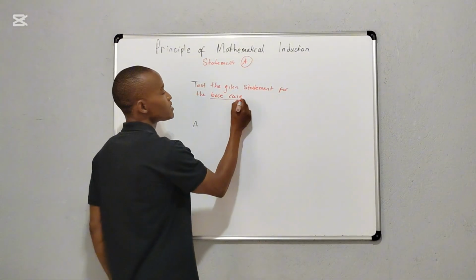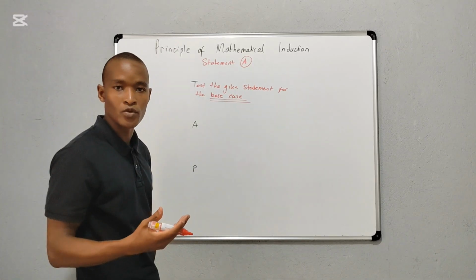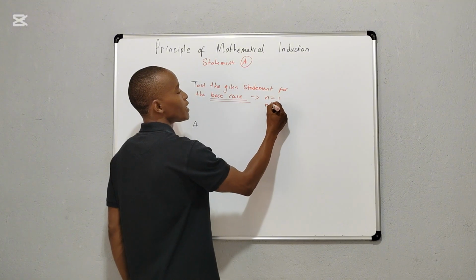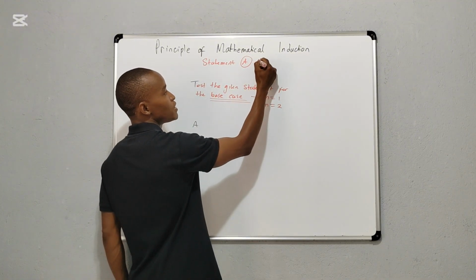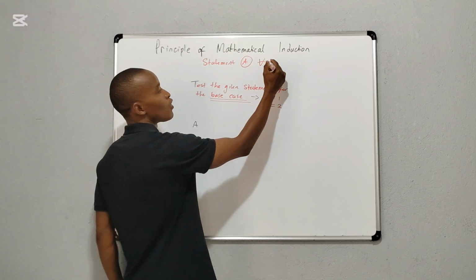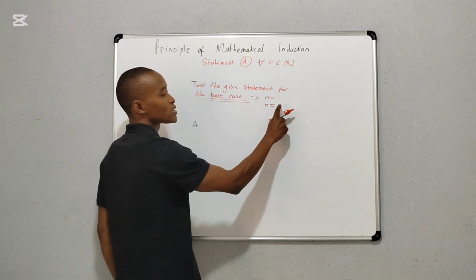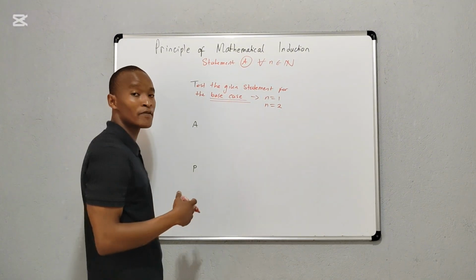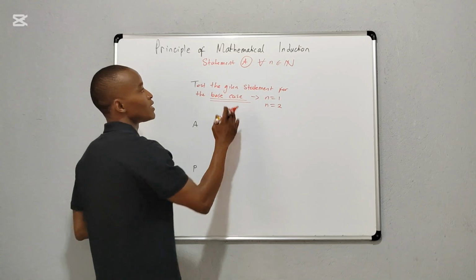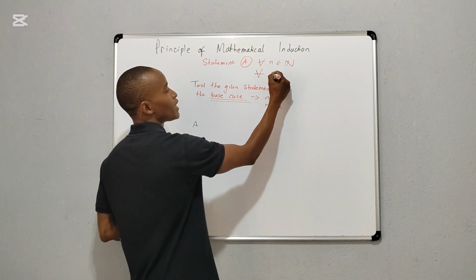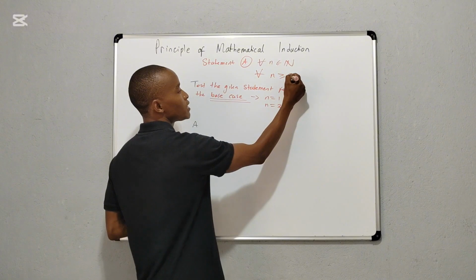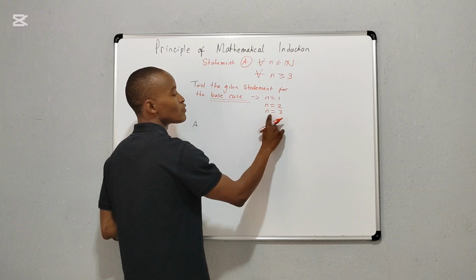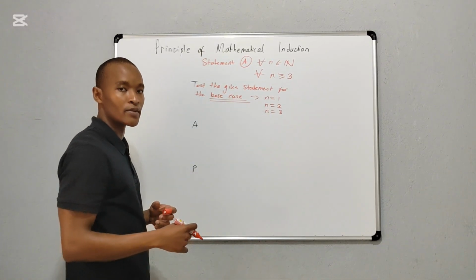Now this base case differs from question to question, or from statement to statement. It can be n equal to 1, n equal to 2. For instance, if you're given that this statement holds for all n element of natural numbers, then the base case will be the first natural number, n equal to 1. However, if you're given an inequality saying this statement will hold for all n greater or equal to 3, then your base case will be n equal to 3. You start proving for n equal to 3 for that given statement.